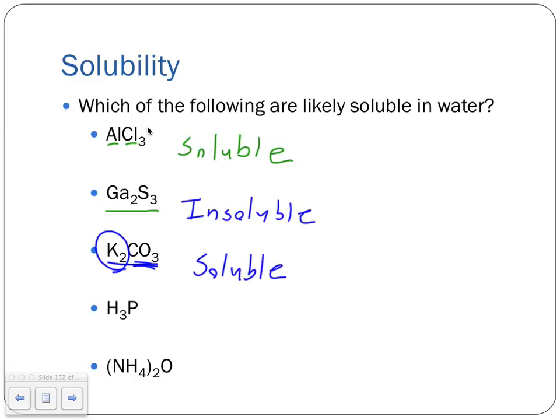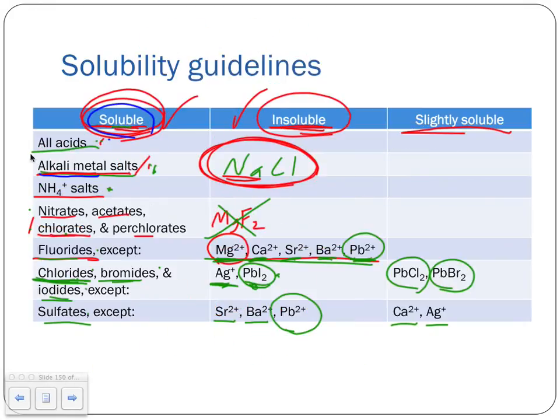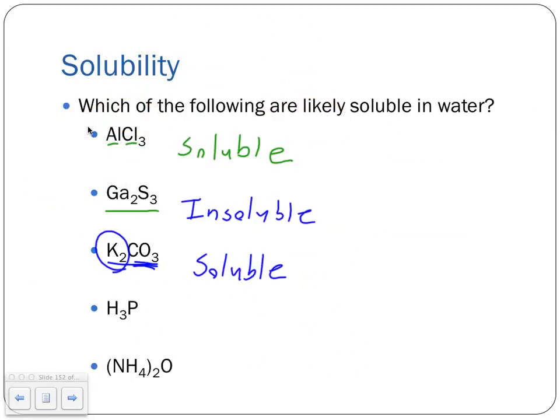Next one, H3P. That would be hydrophosphoric acid. We look back here, first one, all acids are soluble. So this one is going to be soluble right here because it's an acid. Last one, NH4 2O. That's ammonium oxide.